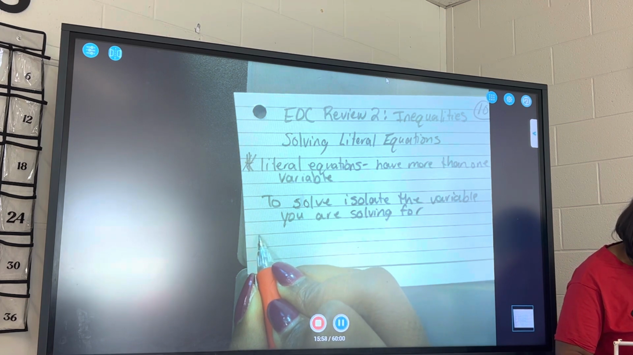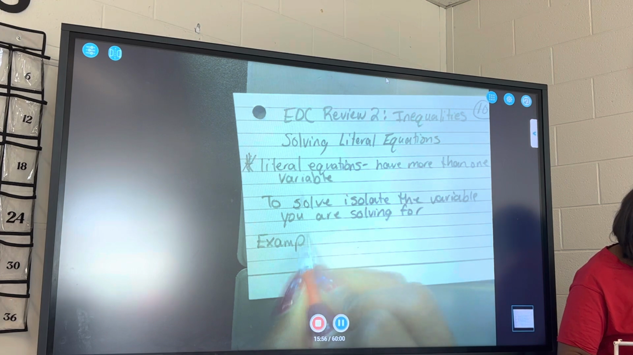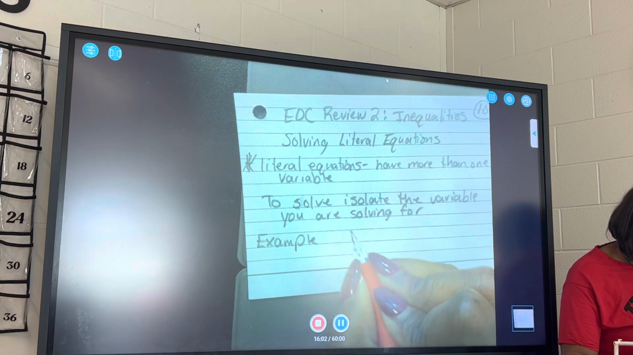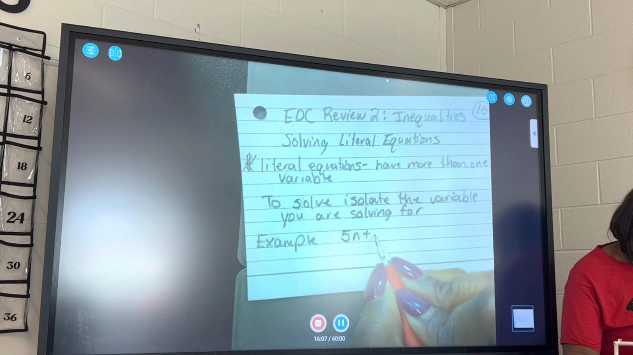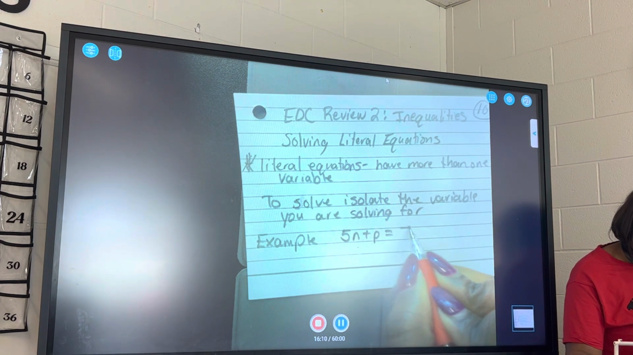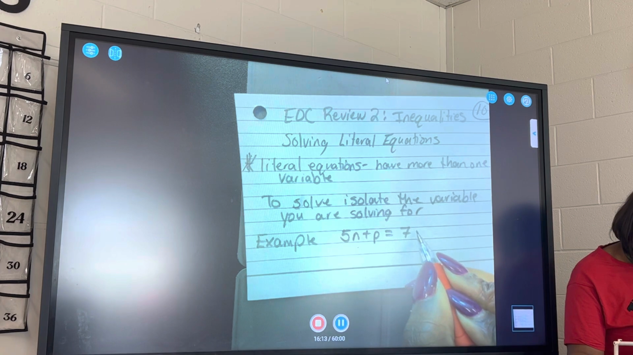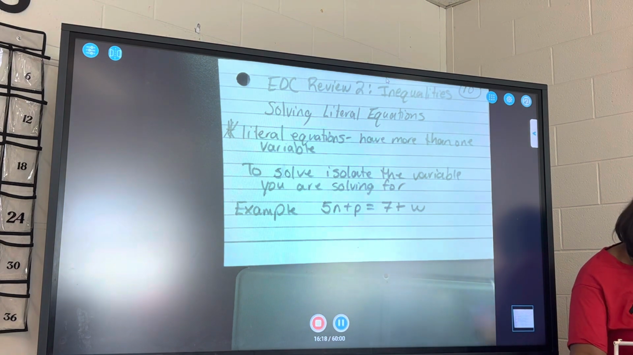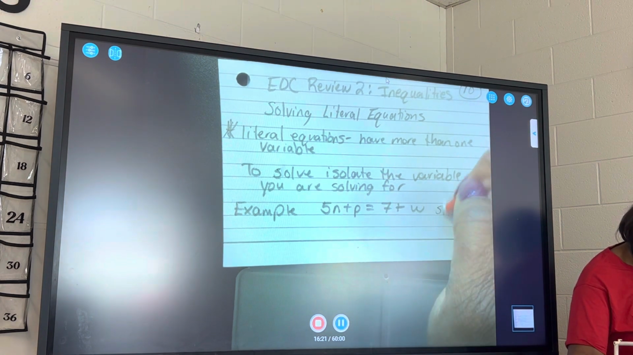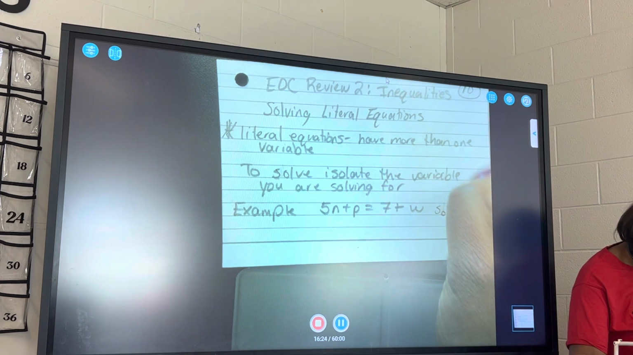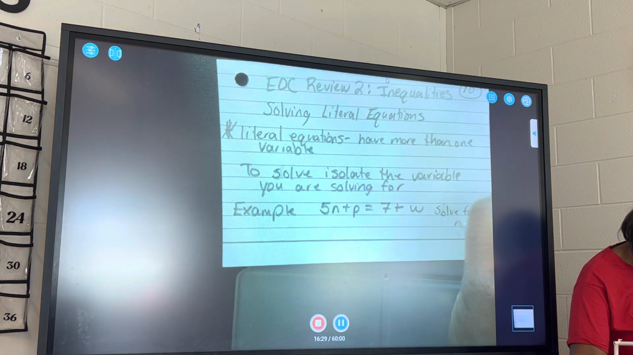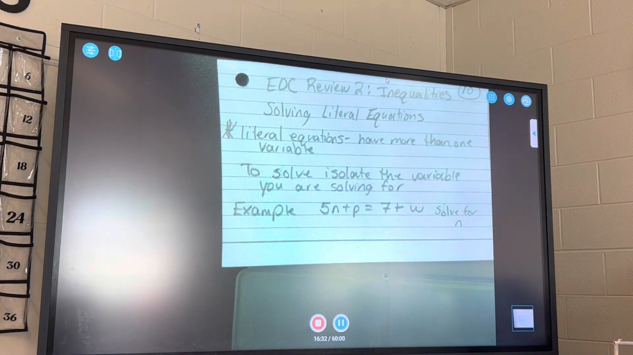Okay, so look, let's do an example. 5n plus P is equal to 7 plus W. Okay, so look, it's going to tell you what to solve for. Let's solve for N, okay? So that means you have to isolate N.